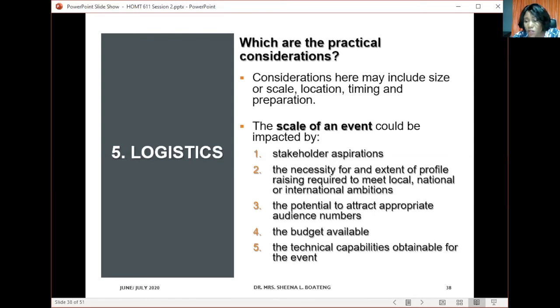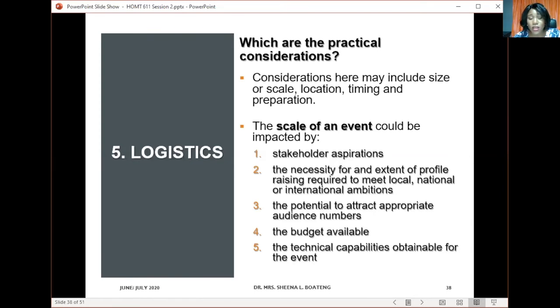You may plan an event for 50 or 100 people, but if you do not do enough marketing and you do not design the event such that it's attractive enough to the audience members for them to want to participate, you may end up having a smaller number of people. Perhaps you may not even get to half of the 50 mark, because of the potential to attract appropriate audience members.